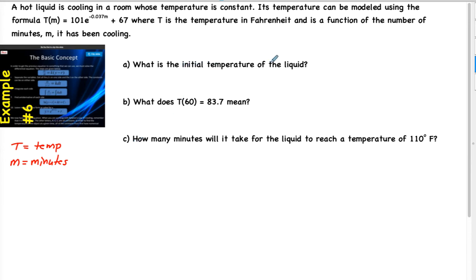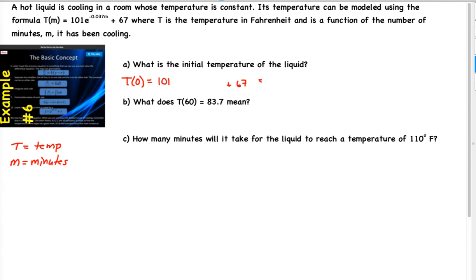What is the initial temperature of the liquid? Well, hopefully now we know how to take that shortcut. If you don't, remember, it means we're putting 0 in for minutes. 101 e to the negative 0.037, and then in for m, I'm putting 0, plus 67. All right, well, 0 times 0.037, that's 0. Anything to the 0 power is 1. Oh, there it is. That's my initial temperature.